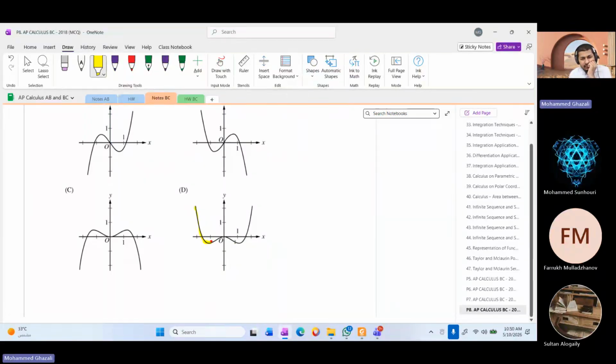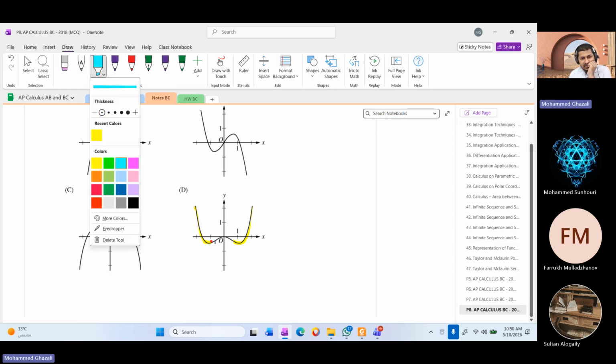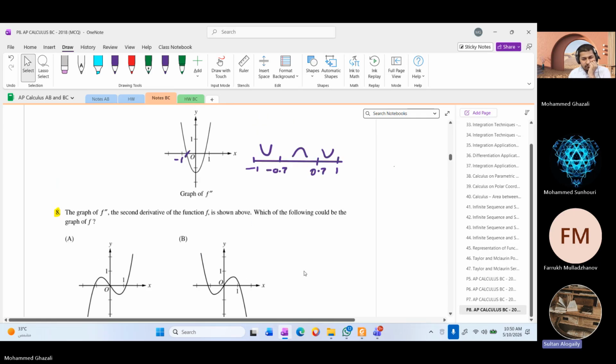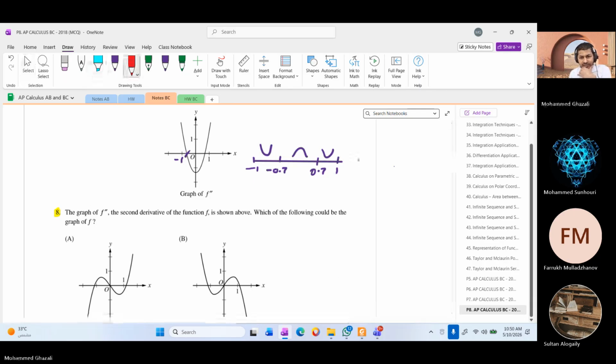Mr. Ghazali, can you go up for a second? It's concave down in between there. You said negative 1 to 0.7 is concave up. Are you talking about the graph of f double prime? No, I'm talking about the graph of f. What does f double prime give you? The positives and the negatives. Okay. But the whole thing is a quadratic function, so it's always concave up.